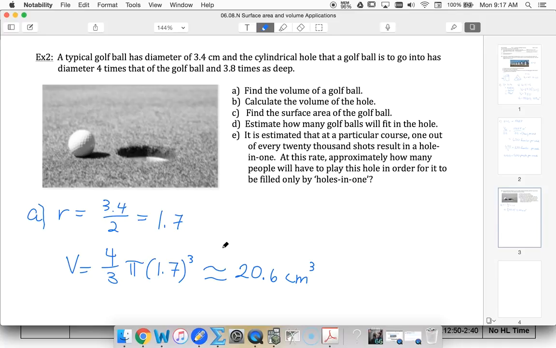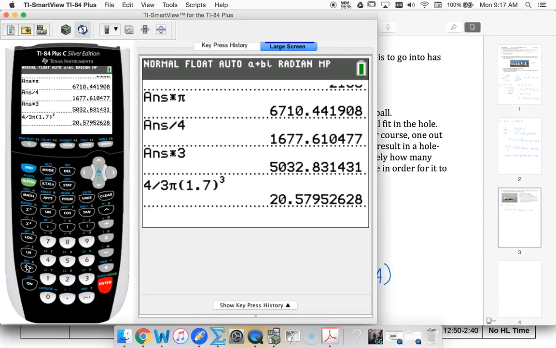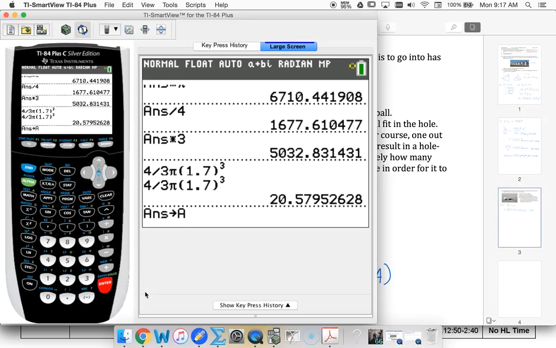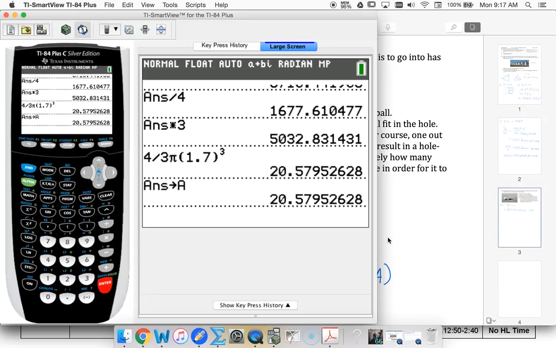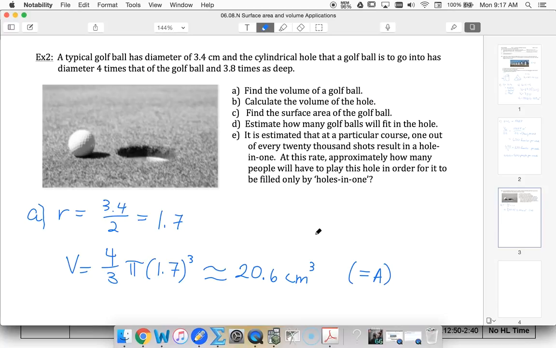But I am probably going to want to have this value for later. So right now, I'm just going to go ahead and store this as A. And I'm going to leave myself a hint that I've stored it as A. So store alpha A. All right, so now my calculator has that volume of the golf ball stored.